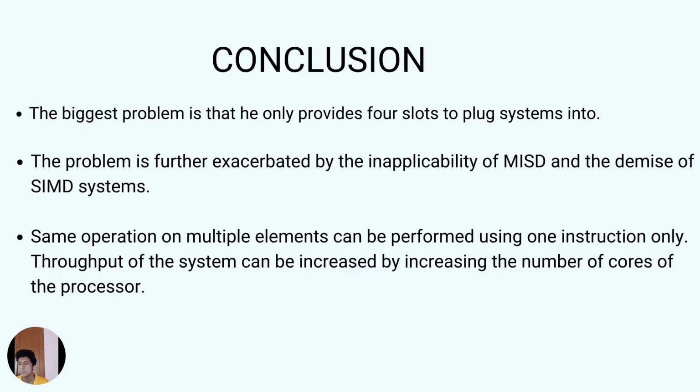Then the same operation on multiple elements can be performed using one instruction only. Throughput of the system can be increased by increasing the number of cores of the processor. Yes, so that's an advantage of Flynn's taxonomy, or a system working on Flynn's classification. So actually this Flynn's classification led to the creation of these latest multiprocessing technologies.